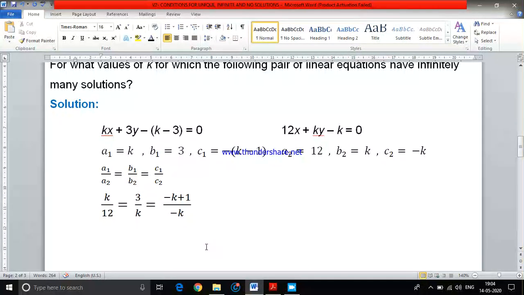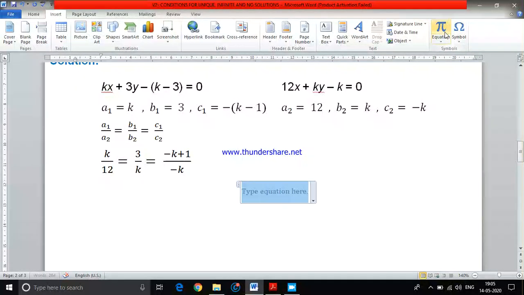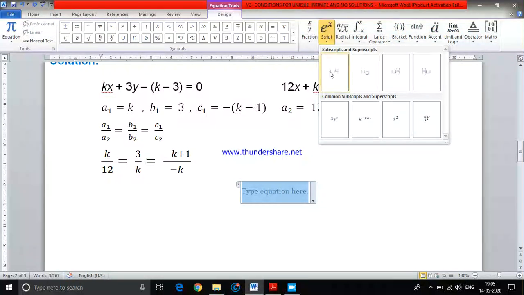Which one is the easiest way to solve? By taking the first and second ratios equal, or by taking any ratios equal, you will get the same value. So I think by taking the first two terms, what do you get? If I do the cross multiplication, this k multiplied with this k, k into k is k square. So let me write the equation for k square.